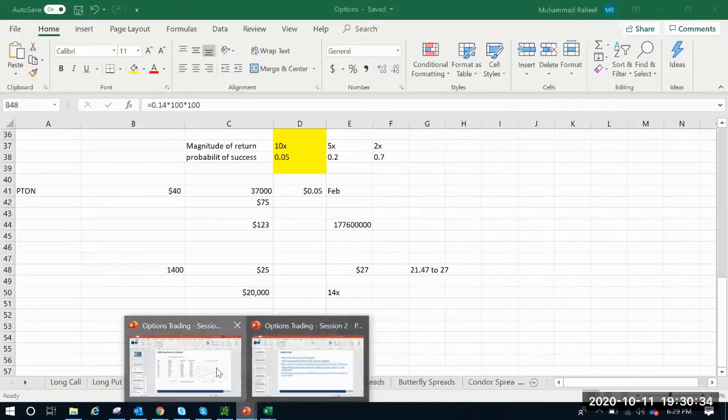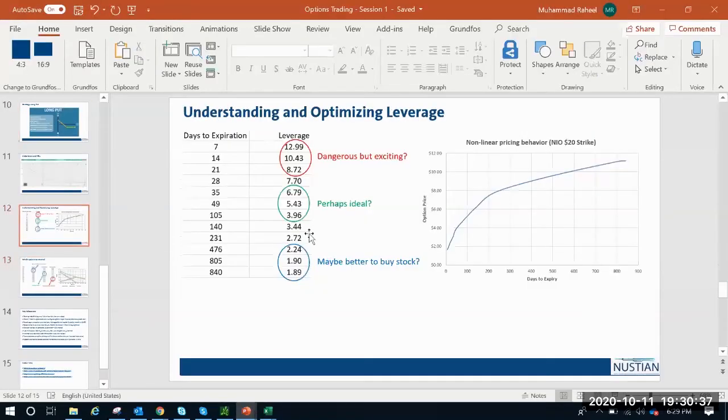You can do something like that. You can say, you know what, I don't want to play at 13x leverage. Like I showed you with the 5 days expiry. And that's why I said, play somewhere in here, 5 to 6 times leverage. Yes, get like 100 days.